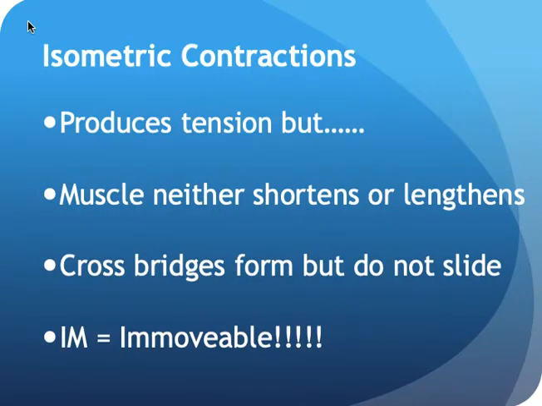Okay, so now we get to the isometric ones, and these are going to be the opposite. We're still going to produce tension, or force, but the muscle is neither going to shorten or lengthen. Okay, so it's going to stay the same length. No length changes in this one. We do form cross bridges, okay, but there's no sliding. And the way that I always used to remember this is that you have isometric, and you have this I, and you have this M in there, and then you can have this IM, and that's going to mean that this one is going to be immovable, okay?